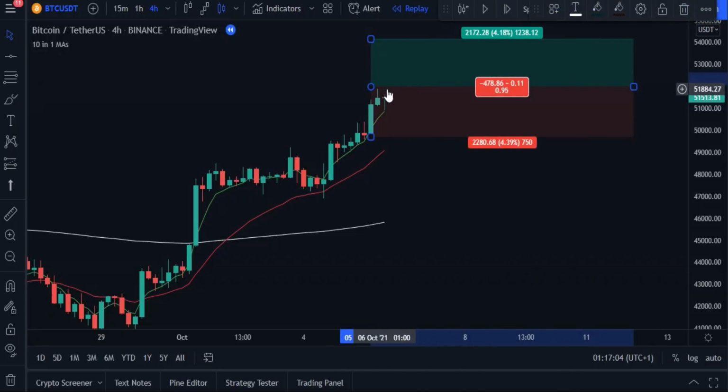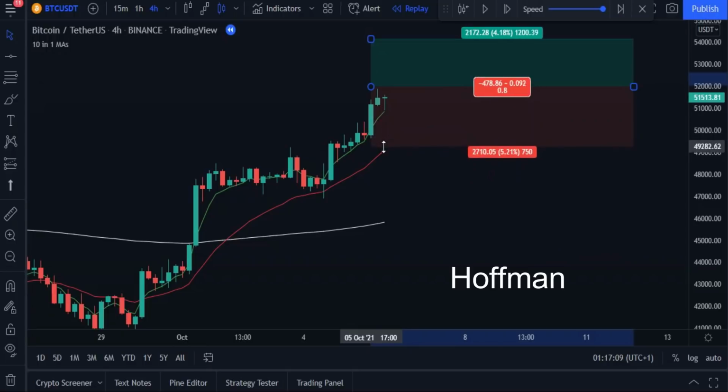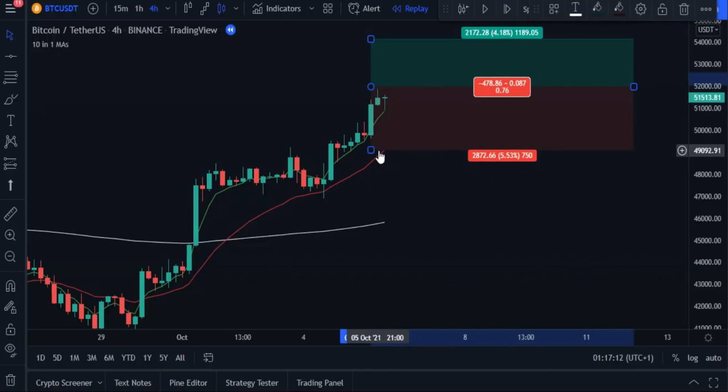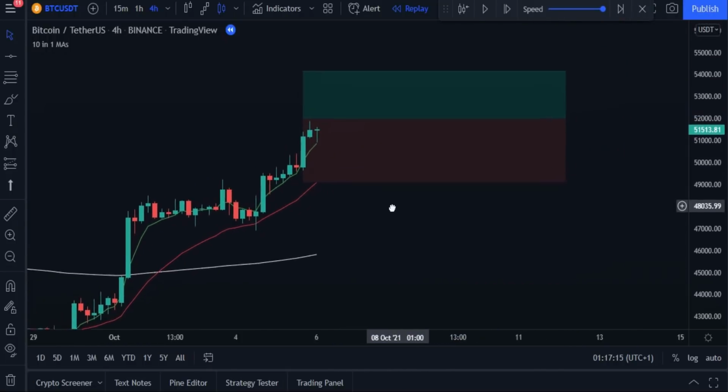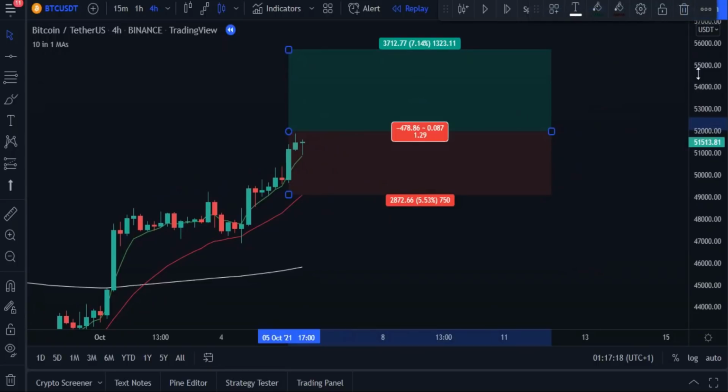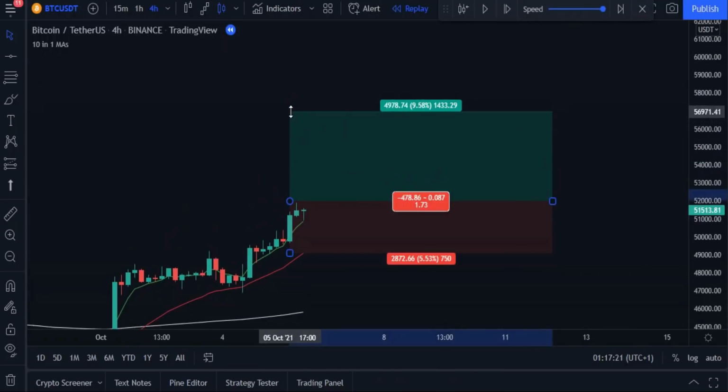The entry will be slightly above the target candle, as we explained in HOFFMAN's strategy, and the stop loss will be at the moving average line 20, which is the red line. As for taking profits, it will be double the stop loss, meaning the risk-reward ratio will be 1 to 2.